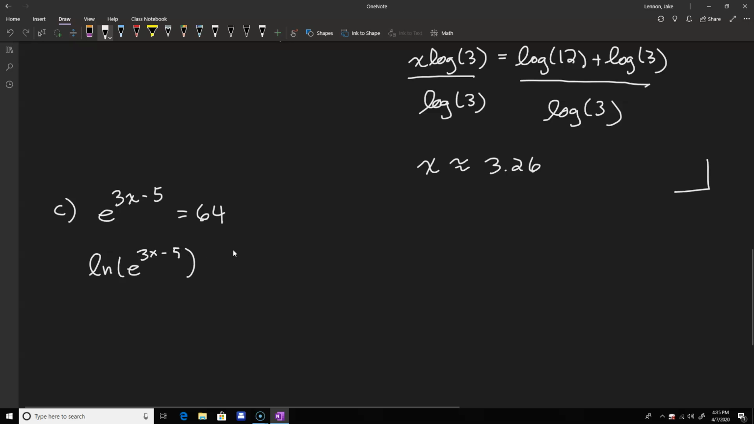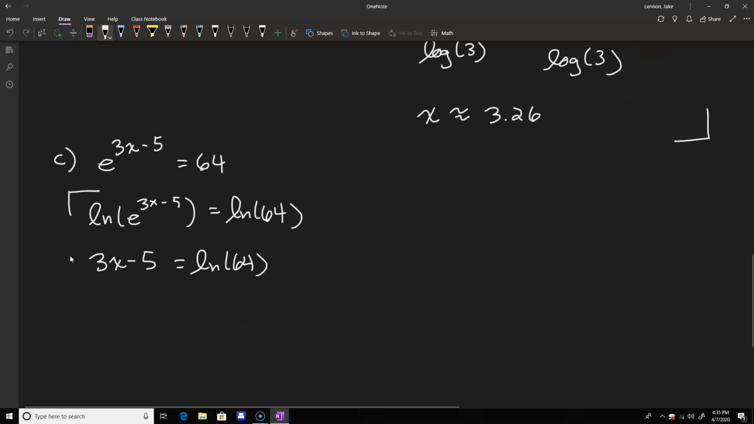you get the natural log of e to the 3x minus 5 equals the natural log of 64. So then what happens is that natural log cancels out with the e on the left-hand side, so we just get the exponent, 3x minus 5. And on the right-hand side, we get the natural log of 64. So the natural log of 64 is just a number, so what we're left with is really just a linear equation in the variable x. So it's 2 steps to solving it.